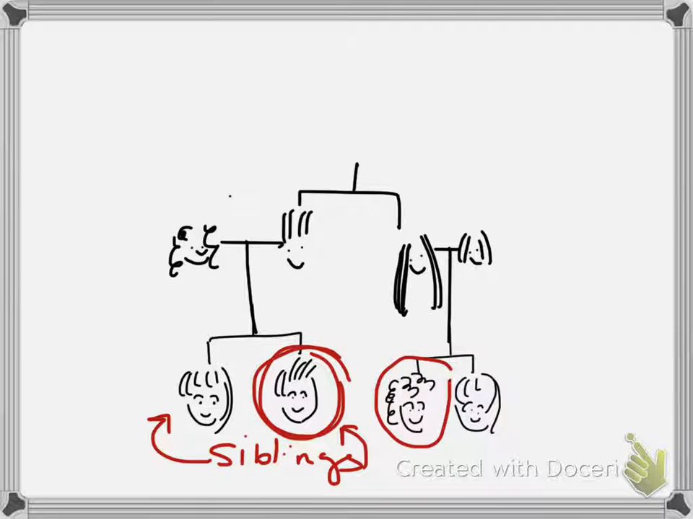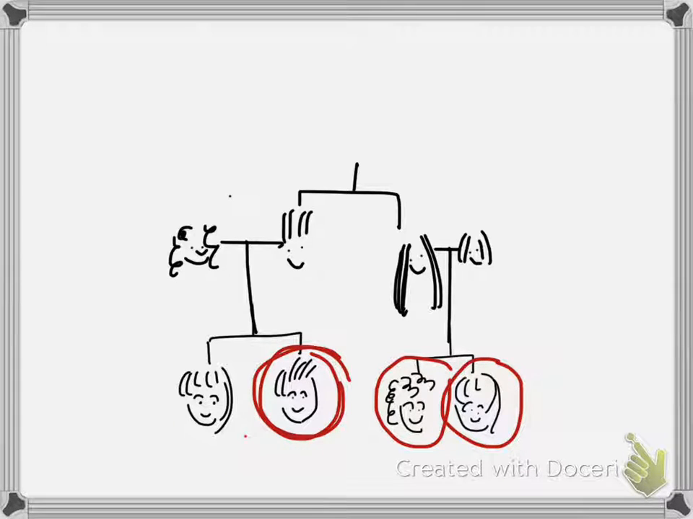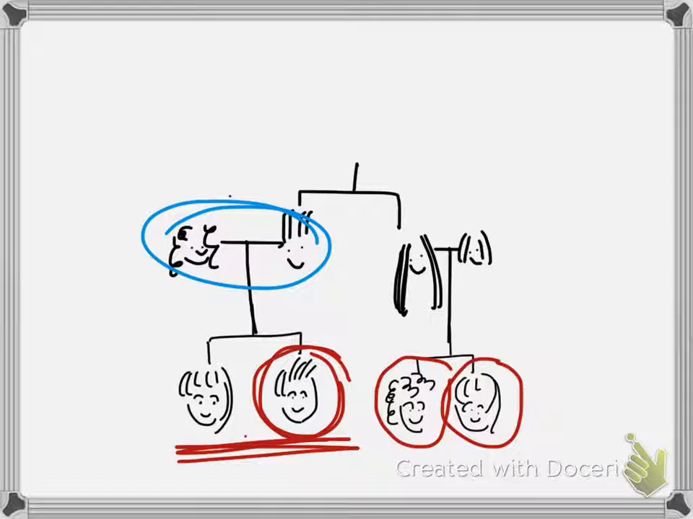These are their cousins. So, let's ask first, for these two siblings, where are their common ancestors? Where do they share an ancestor? Their parents. Their parents are their common ancestors. Your ancestor is anybody who is related to you in the past. Their parents are their common ancestors.